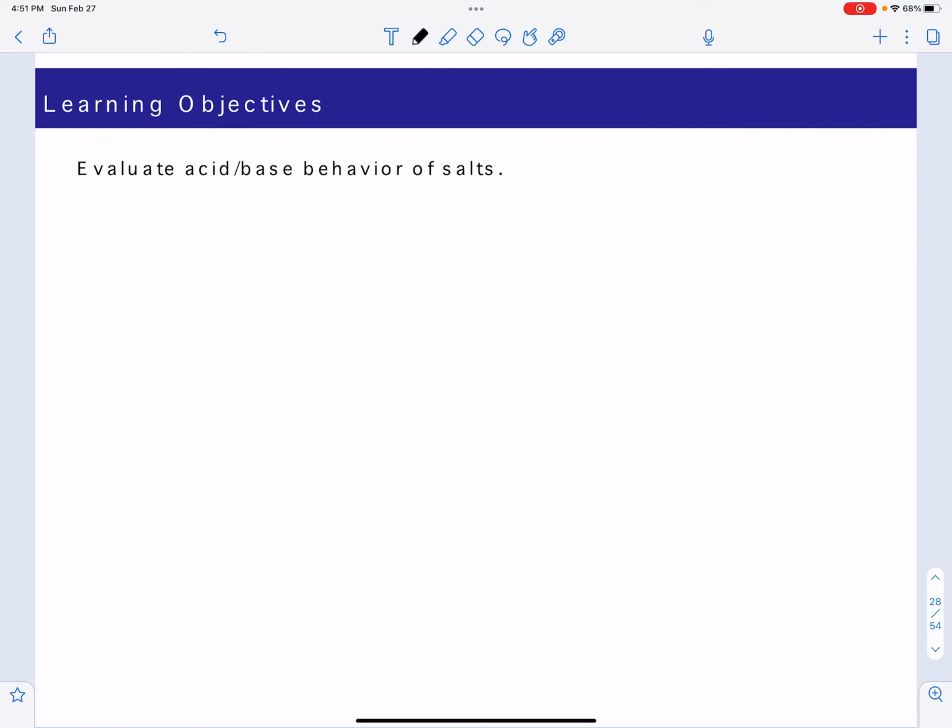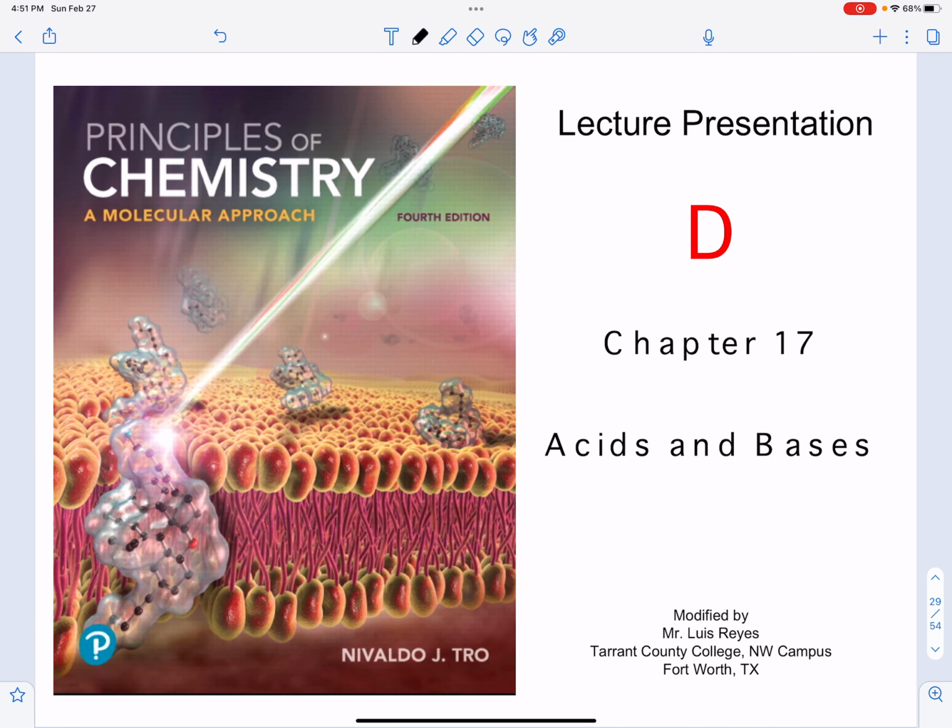And with that, we have covered the behaviors of salts when they dissolve in water and how they affect the pH of the water. In other words, how they behave as acids or bases. And with that, we will continue talking about acids and bases when we come back in our next to last section. So see you later.